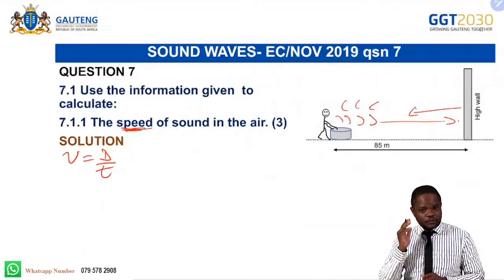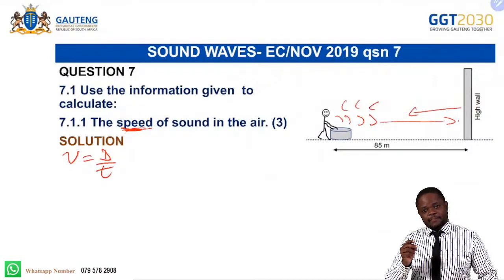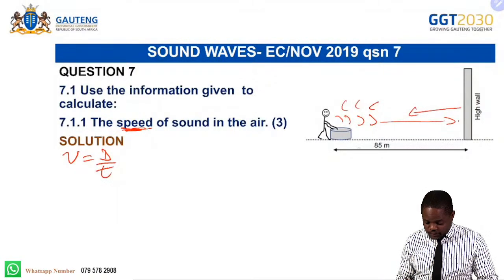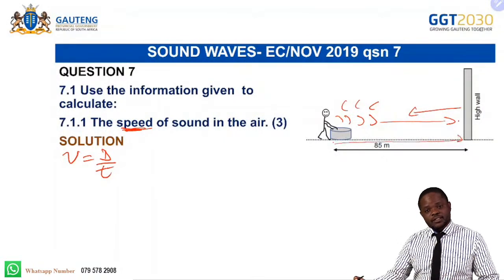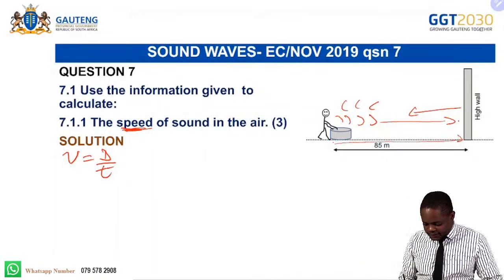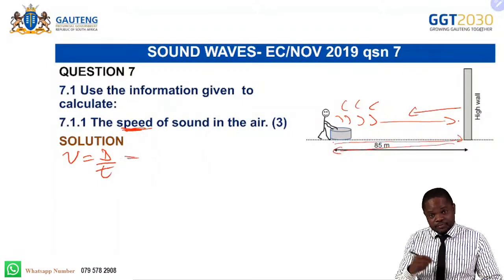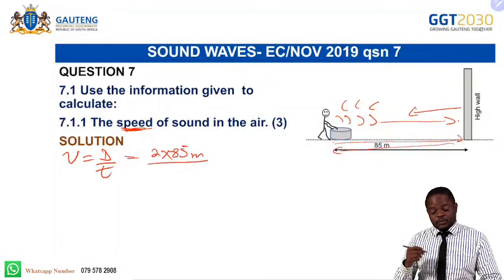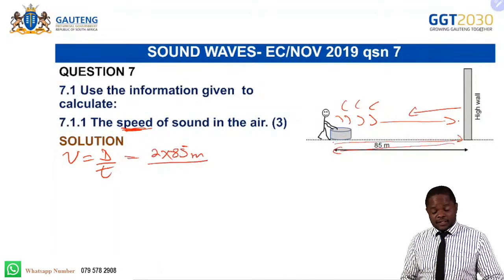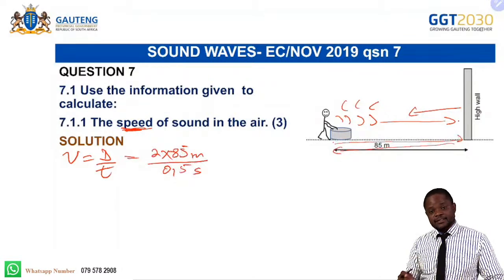So check if your formula is right, isn't it? Now the question is, what is the distance? We said the sound goes first, that's the first 85 meters to the wall, and then it travels back another 85 meters. So the total distance traveled is 2 times 85 meters, isn't it? And then what is the time? The time we're given in our question is 0.5 seconds.